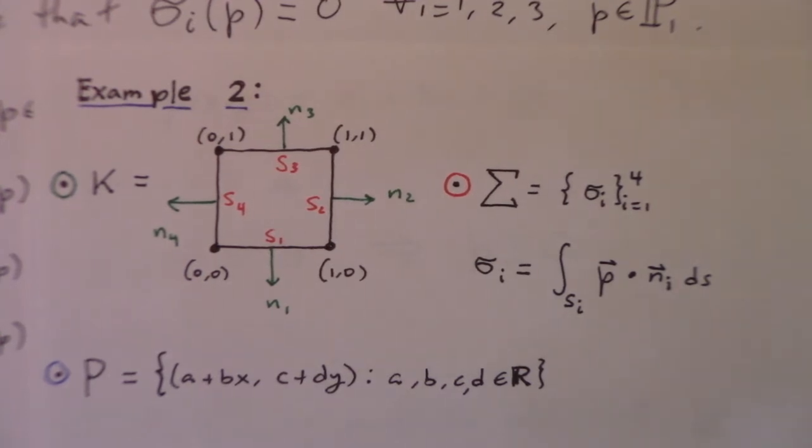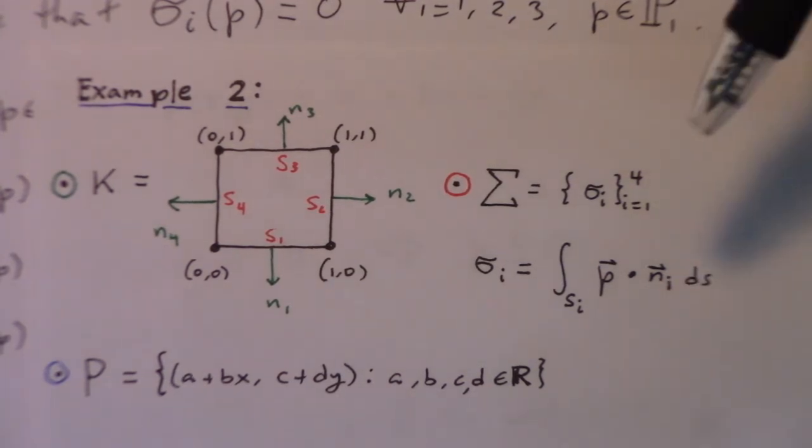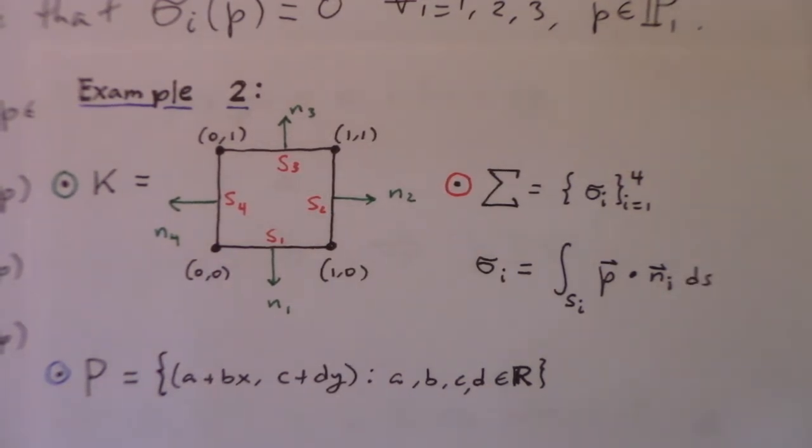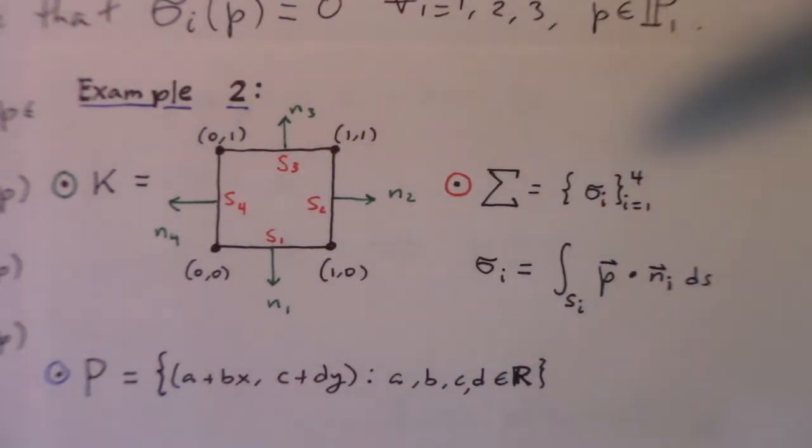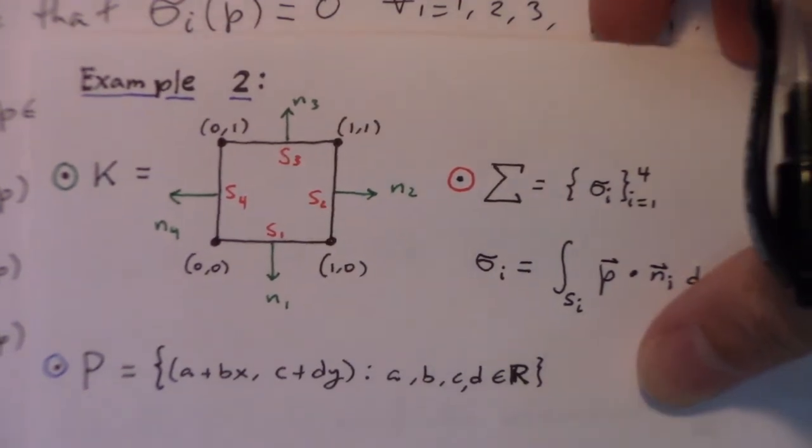And the question is, is this a finite element? We want to prove if it is or if it is not. Also, this example is just arbitrary. I just made up something. I don't know if it's actually used in some practical application. I just made it up for a demonstration. So let's check it out.